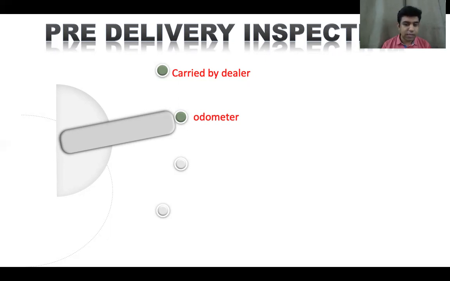So what is the exact limit for the odometer? The limit for the odometer is set at about 100 kilometers, right? It should not be more than that. If it is more than that, the customer can deny accepting that particular vehicle. Okay, so it is the duty of the dealer to check the odometer reading.